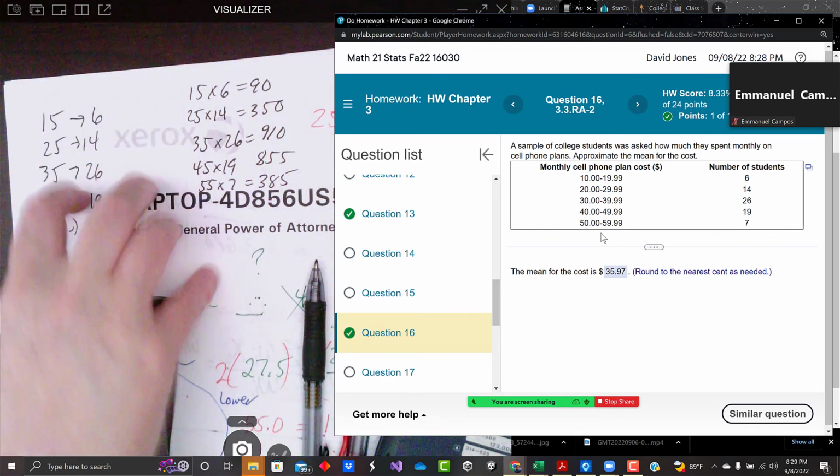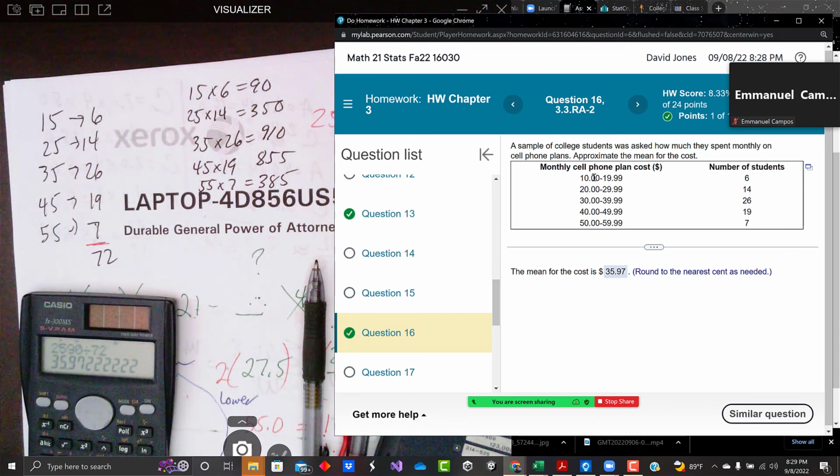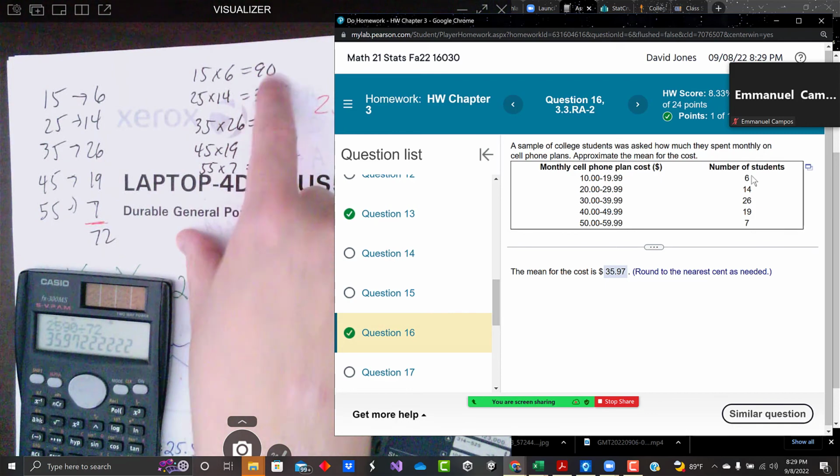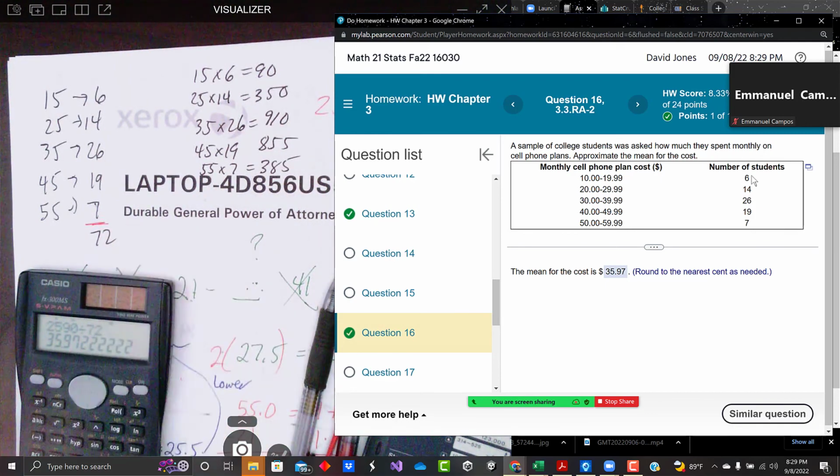You take the middle value of the cell phone plans, each row. So this is basically $10 to $20. The midpoint is 15. You take that, you multiply it by the number of students, is what I did here. And then you add it up and divide by the total number of students.